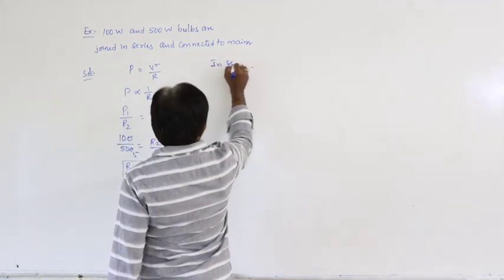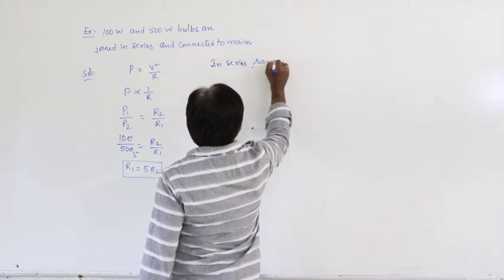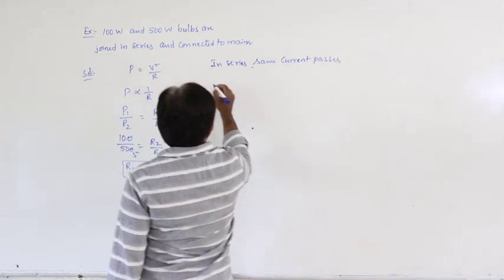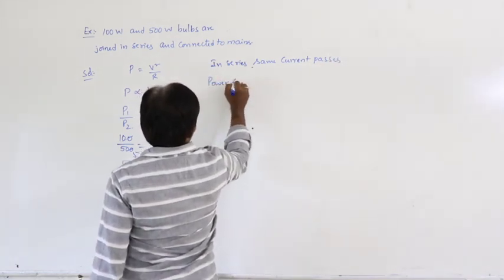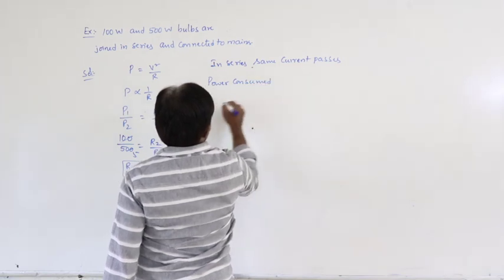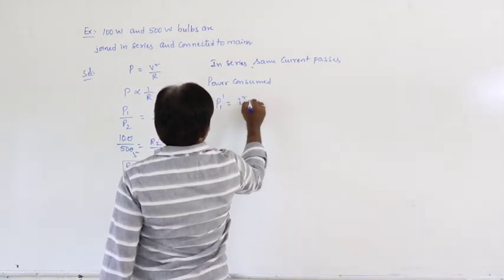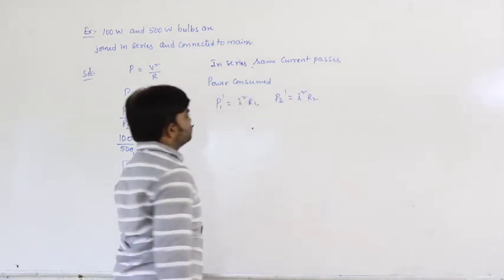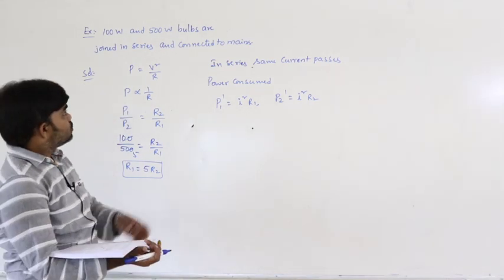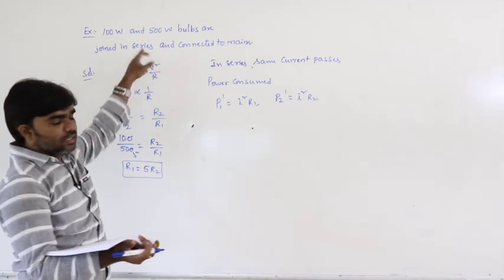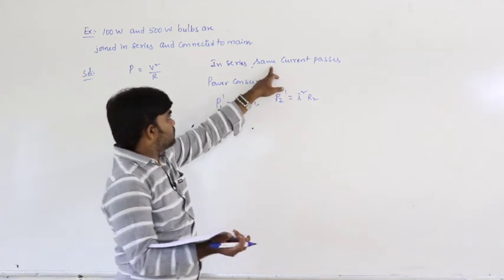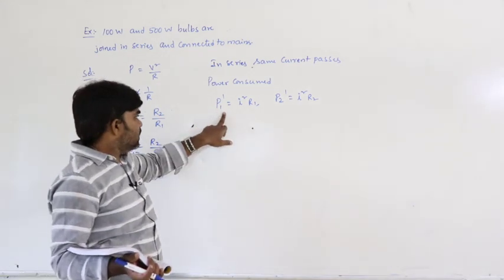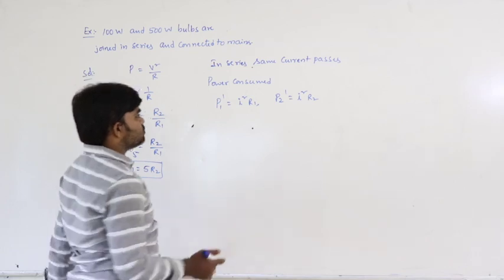In series combination, the same current passes. So power consumed: let us say P1 dash is equal to I square R1 and P2 dash is equal to I square R2. If these two bulbs are connected in series, the same amount of current passes. How much power is consumed? P1 dash is equal to I square R1 and P2 dash is equal to I square R2.